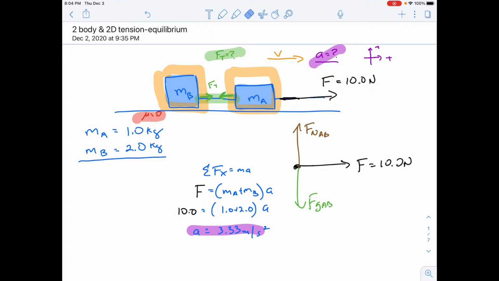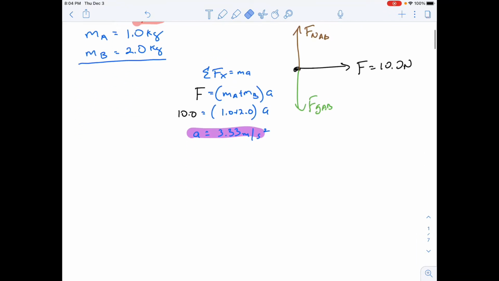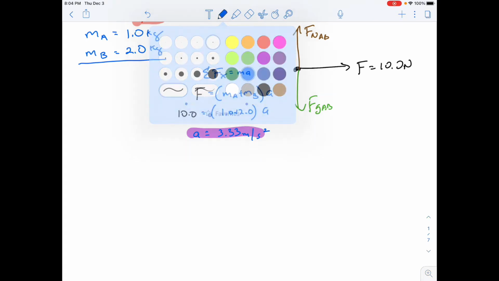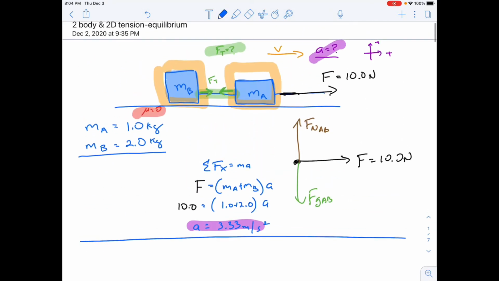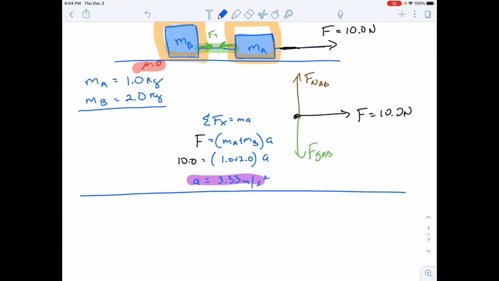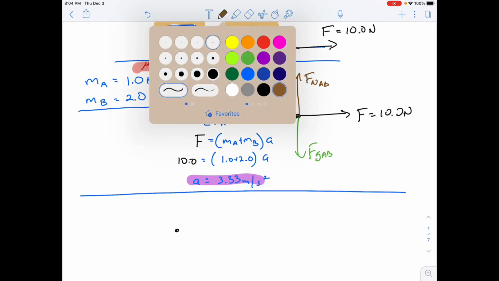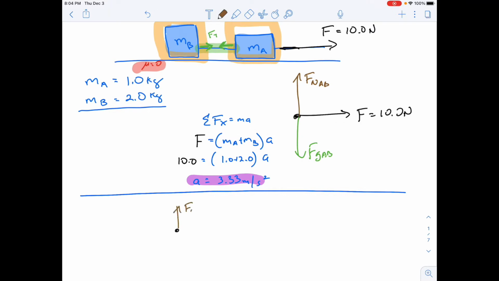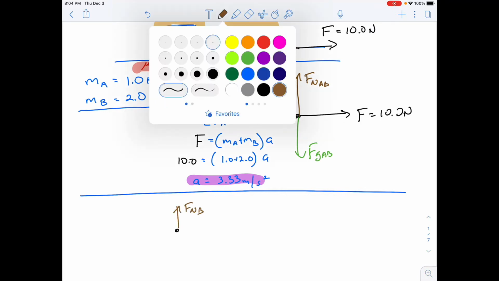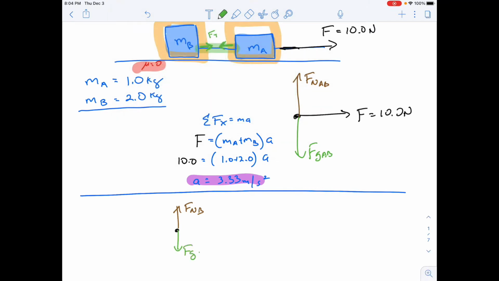Now, when we analyze each object separately, that means each object needs its own free body diagram. And then you have to write the forces that are acting on each object. And so we're going to do that here. We're going to come down here and analyze each separate object. So if I look at object B, I'll start with object B. It has, of course, a normal force, so it's the normal force of B. It's got its own weight. It's got nothing else, because we said no friction, nothing's trying to pull it back.